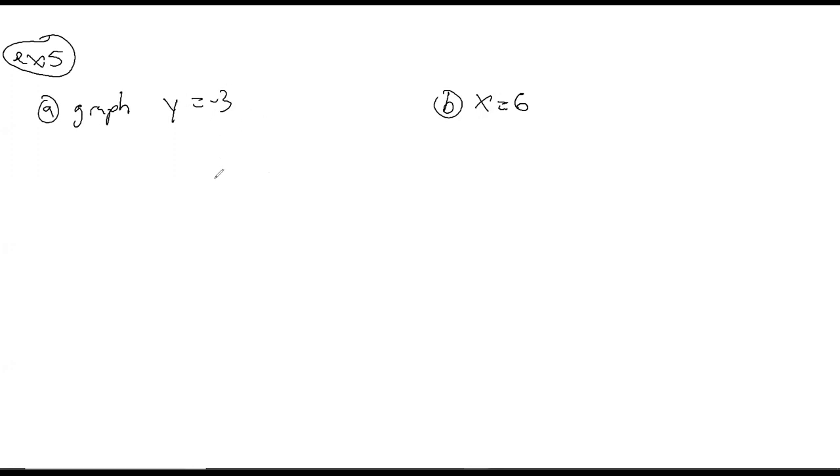So if you try and plug in X equals 10, the Y is -3. If you try and plug in X equals 0, the Y is -3. If you try and plug in X equals 2 million, the Y is -3. And then you can connect those points and extend them. Or you can just have this memorized that Y equals is a horizontal line, and that -3 tells us the height.